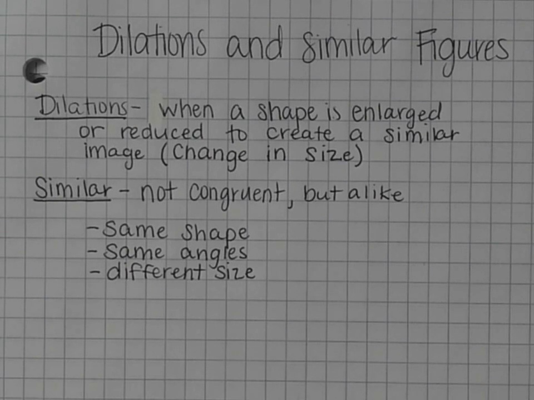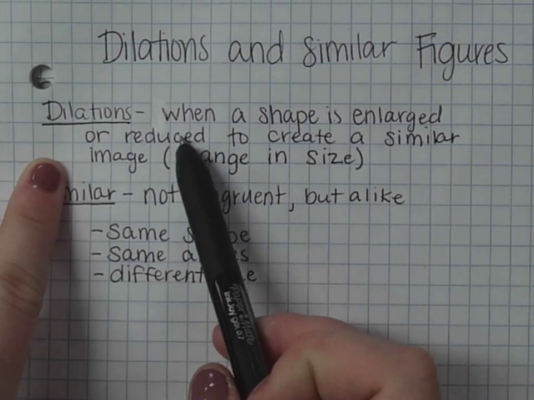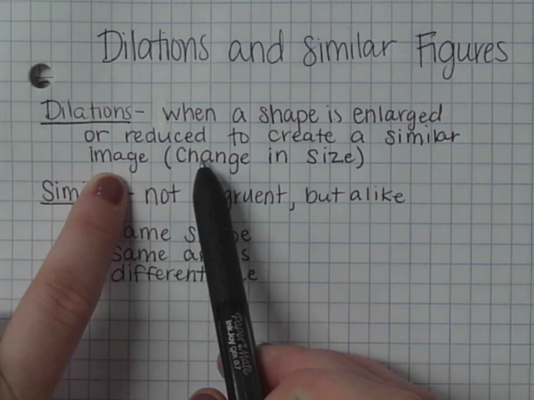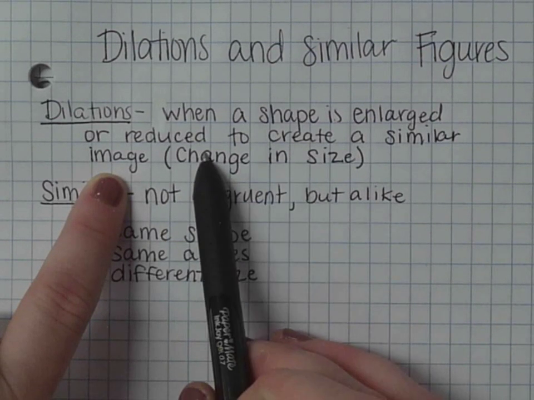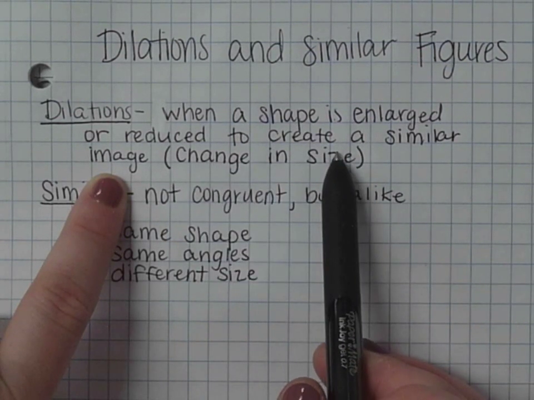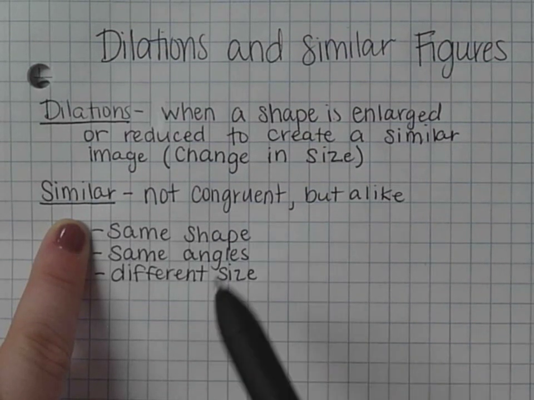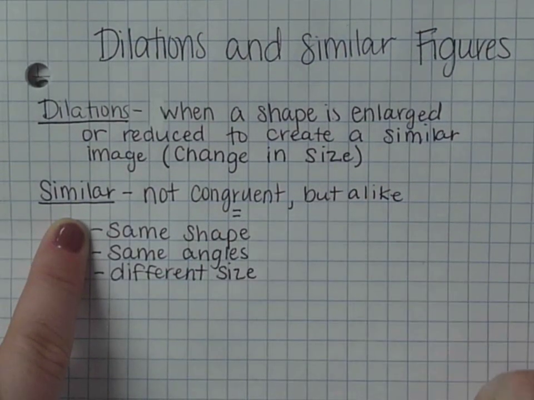Okay, so dilations and similar figures. Dilations is when a shape is enlarged or reduced to create a similar image. And then I added this extra thing. It's going to change in size. It's not going to be the same size anymore. Similar is not congruent, meaning not equal.